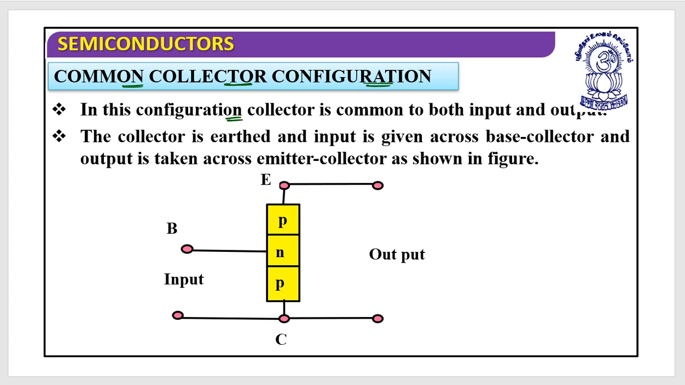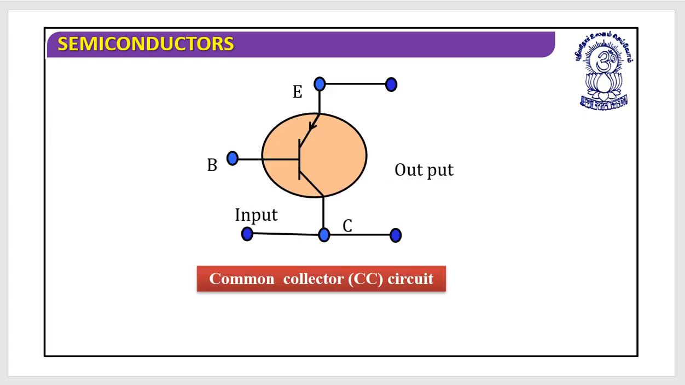Next is the common collector configuration. In this configuration, the collector is common to both the input side and the output side, and the collector terminal is earthed. Input is given across the base and collector, and output is taken across the emitter and collector terminal as shown in the figure. If we want to see the schematic of it, it will look like this.